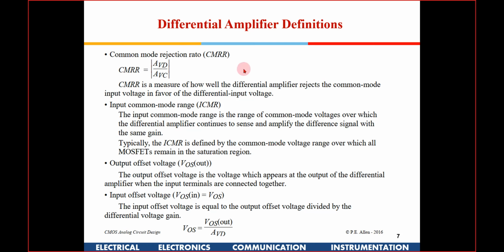So now before we study further, let's try and understand some definitions. The first one is the common mode rejection ratio, which is a ratio of two gains. And obviously the modulus is there. On the top you have AVD, that means the gain of the difference.